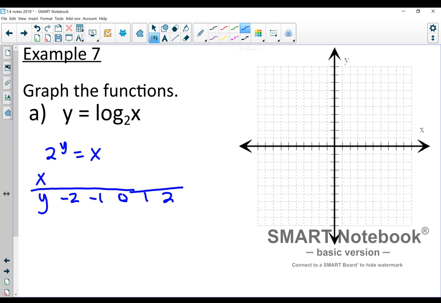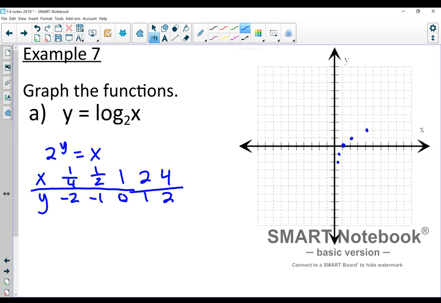So now when I fill out this table, 2 to the -2 power, this will be 1/4, 1/2, 1, 2, and 4. And I got to tell you, these are tricky to graph because we're so used to graphing exponential. So if x is 1/4, y is -2. When x is 1/2, y is -1. When x is 1, y is 0. When x is 2, y is 1.